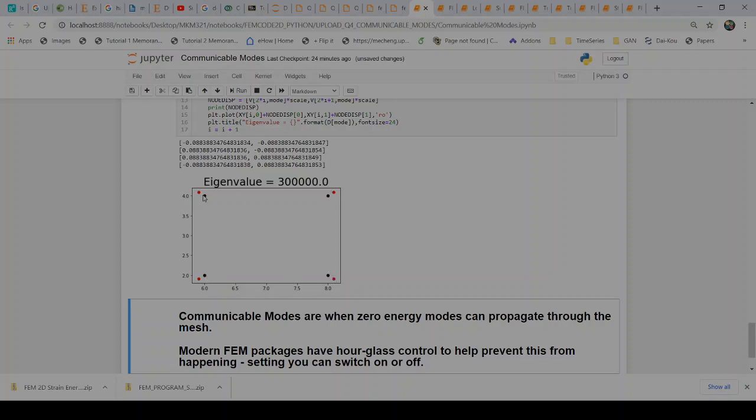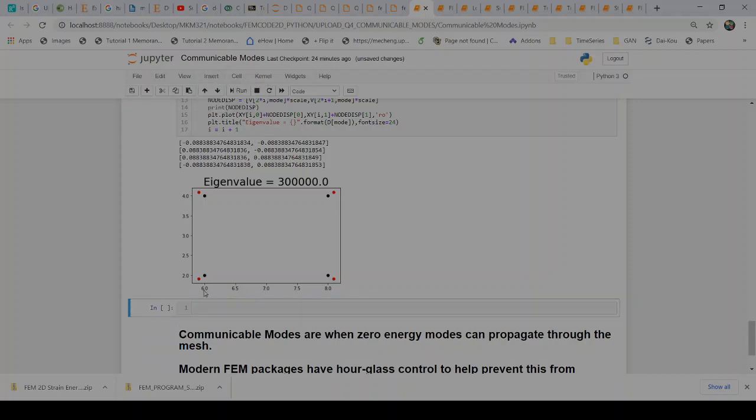This is essentially my element. Now all of them have moved out like this, so uniform expansion. And when I look at the eigenvalue associated with that, we see a value here in the mode in the range of 300,000.